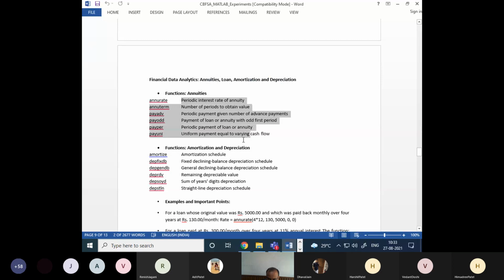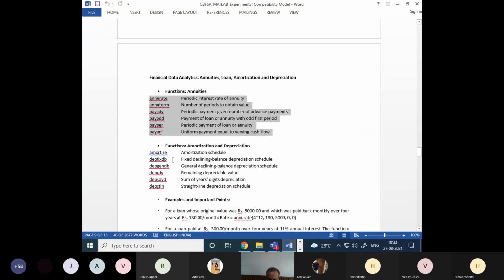We have introduced these annuities in the theory, right? Annuities come in the pension plan. So if you invest something in some pension plan and you get a periodic return, right? Also on the loan side, you are taking a loan of a lump sum amount and then you are paying a periodic amount, mostly a monthly EMI, which we call EMI in common terms, equated monthly installment. So there are some functions related to this.